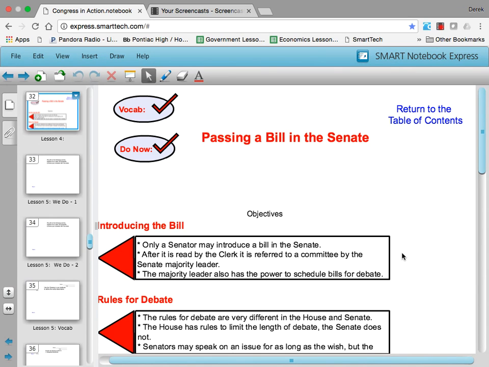After it's read by the clerk, it's referred to a committee by the Senate Majority Leader. The Senate Majority Leader also has the power to schedule bills for debate, and in this way, the Senate Majority Leader is a lot like the Speaker of the House of Representatives.